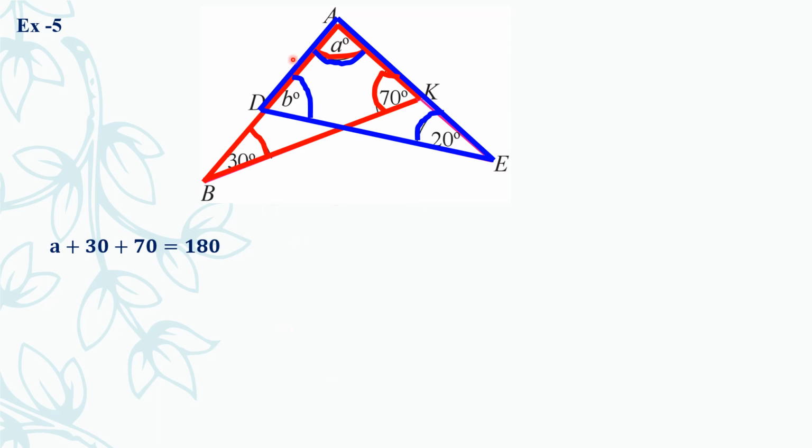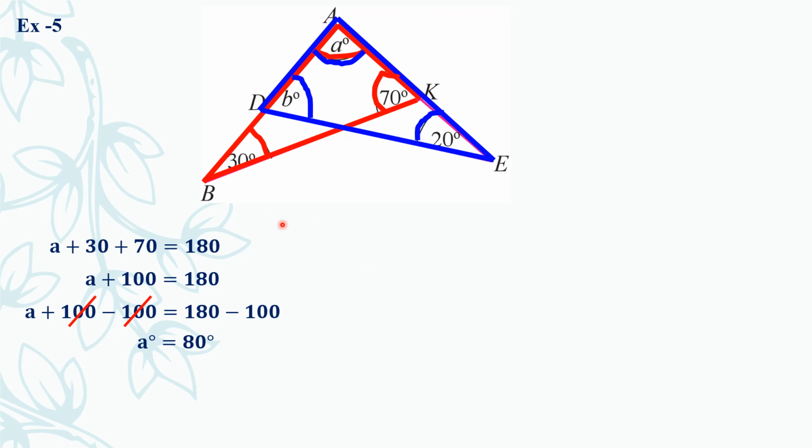So we can write an expression for the interior angles of the red color triangle. A plus 30 plus 70 is equal to 180. So A plus 100 is equal to 180, since 30 plus 70 is 100. Then we can remove this 100 by subtracting 100 from both sides. A plus 100 minus 100 is equal to 180 minus 100. Then the 100s cancel, then A equals 80.